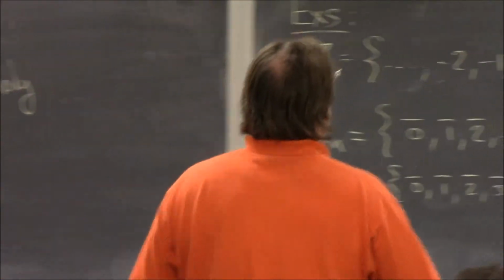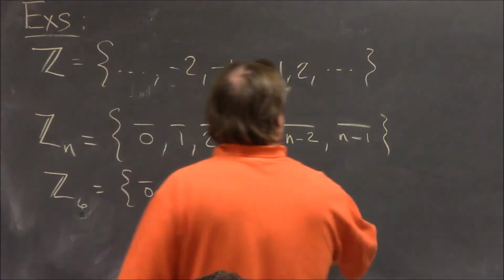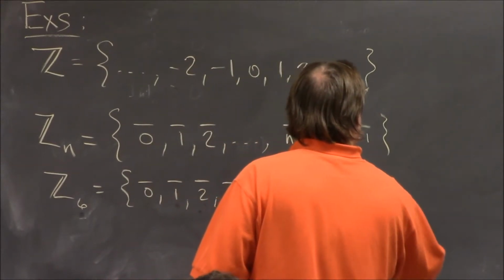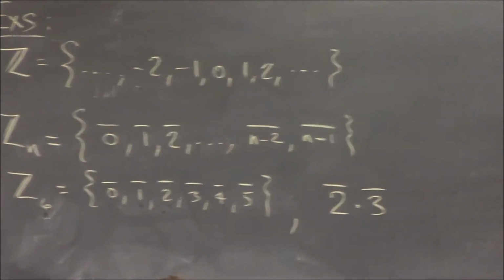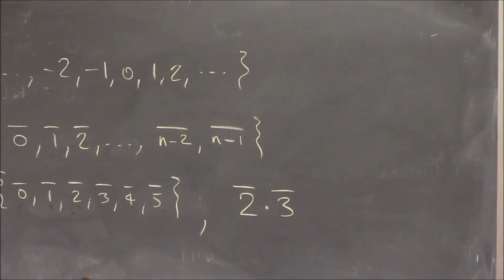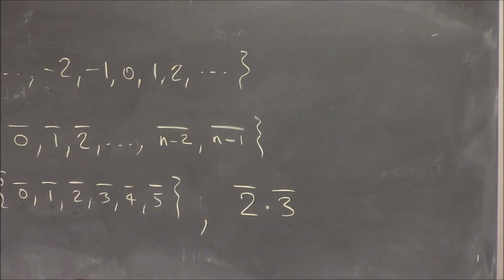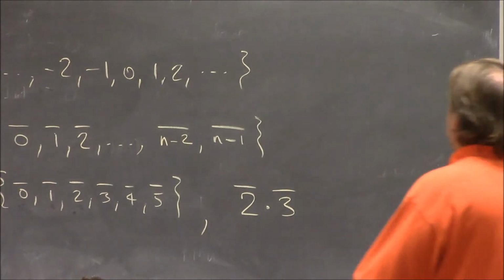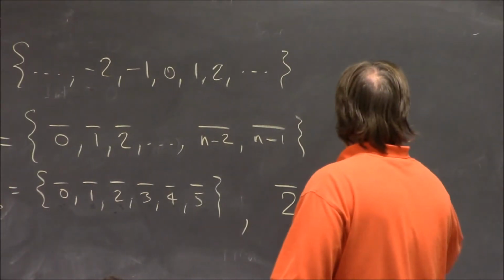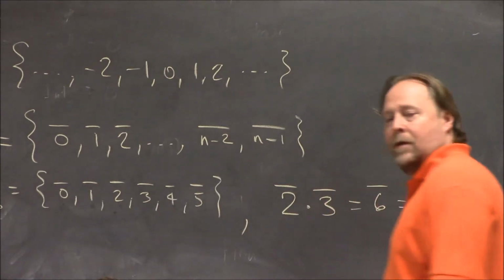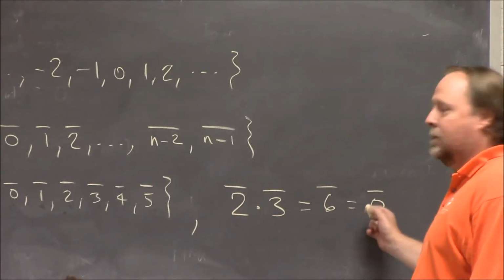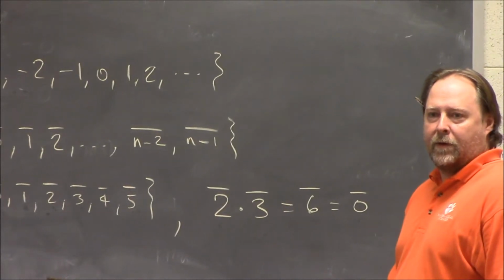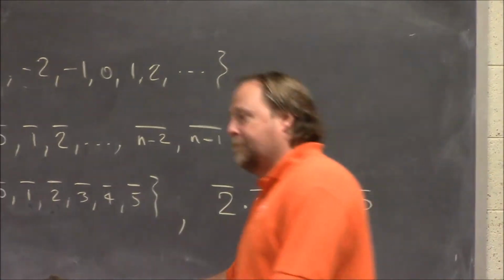However, if you notice, in this structure here, given the rules that I've talked about, when I multiply 2 bar by 3 bar, I get 0. Notice, both of these elements are non-zero. Their product is the 0 element of the ring. This can actually happen in general.